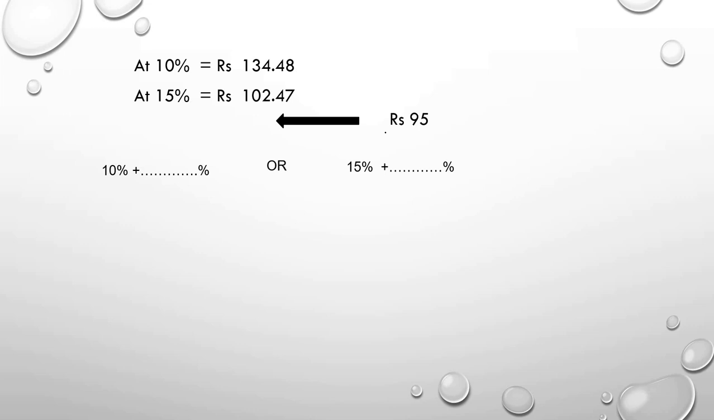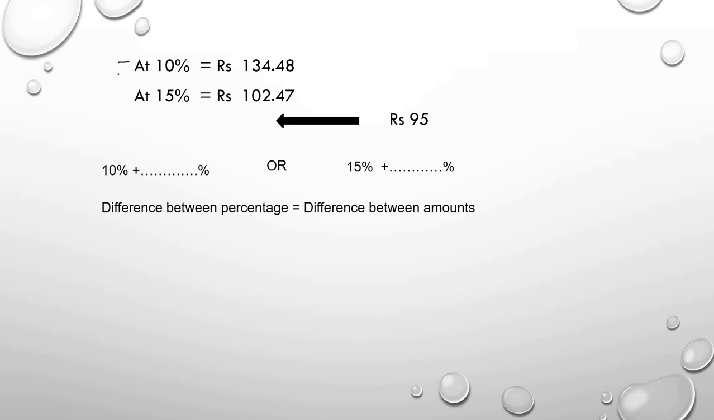Unitary method means when we know the cost price of any one product, we have to calculate the cost price for more than one product. For example, one toffee costs you 10 rupees, so 10 toffees will cost you 100 rupees. So if one price is known, you can calculate for more than that. The same thing I am going to do over here. I am going to take the difference between percentage and the difference between amount.